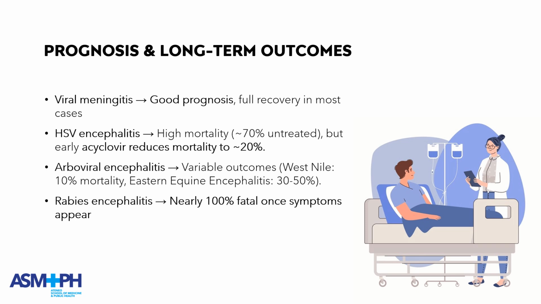Prognosis and long-term outcomes. Viral meningitis usually has a good prognosis, with full recovery in most cases. HSV encephalitis will have high mortality if left untreated, up to 70%, but early acyclovir reduces mortality to approximately 20%. Arboviral encephalitis is variable, with West Nile at 10% mortality and Eastern equine encephalitis at 30 to 50% mortality. Rabies encephalitis, again emphasized, is nearly 100% fatal once symptoms appear.